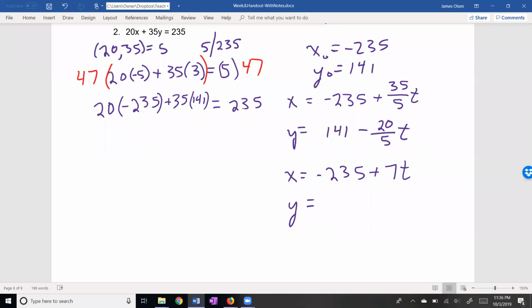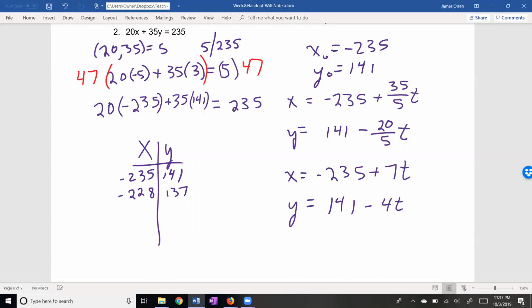X equals negative 235 plus 7t, and y equals 141 minus 4t. And so we were asked to give 3 ordered pairs here. We have negative 235 and 141. And now let's maybe just use t equals 1. If we use t equals 1, this is going to be negative 228, I believe, and 141 minus 4 is 137. Lots of good mental math here.